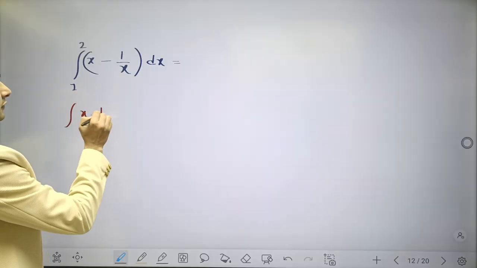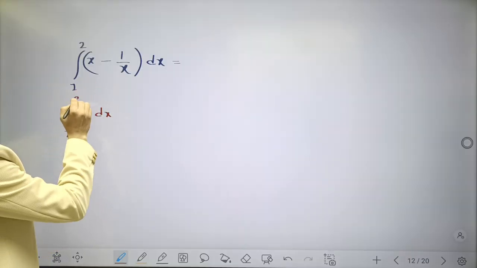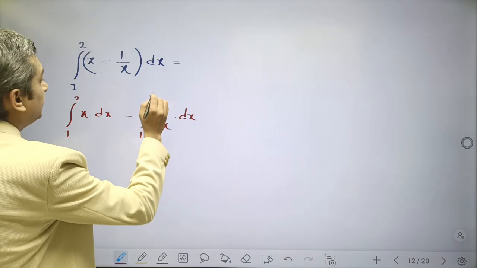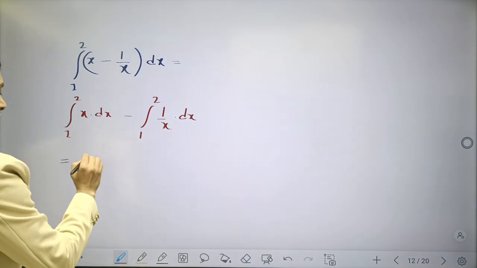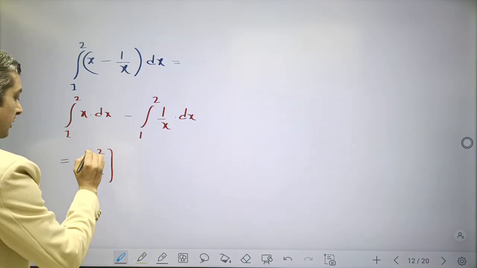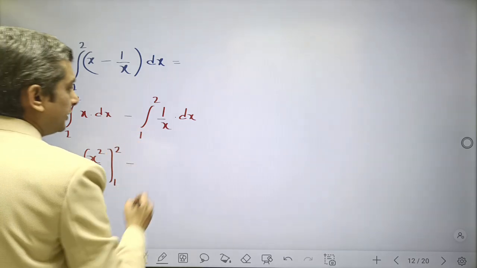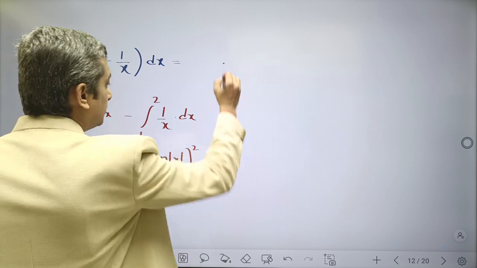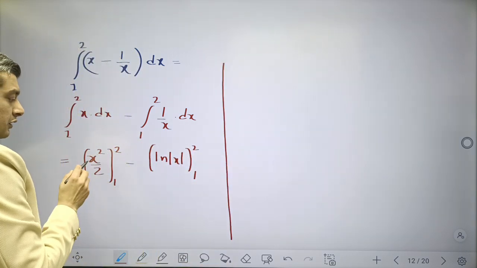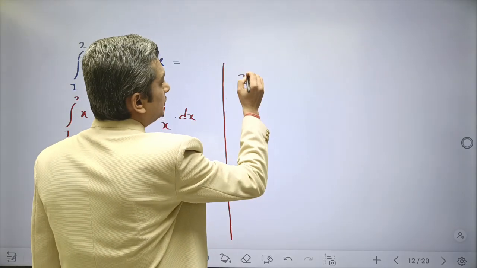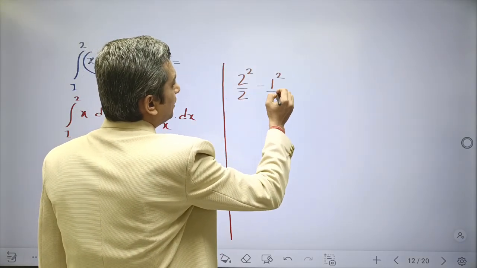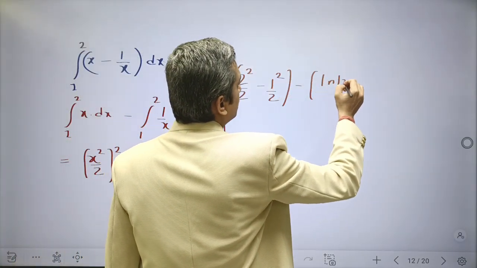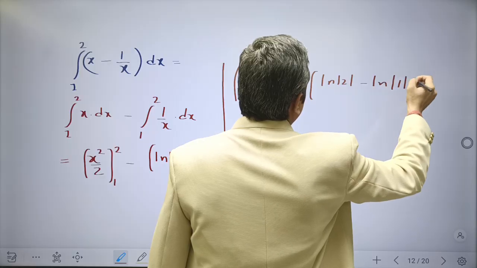So this will be x, this is 1 to 2 minus 1 by x, limit is 1 to 2. So the integration of x is x square by 2, limit is from 1 to 2, minus the integration of 1 by x is log x, and the limit is from 1 to 2. So in place of x, put upper limit. So this will be 2 square by 2 minus, put lower limit 1 square by 2. Then minus sign. So here we have log 2 minus log 1.